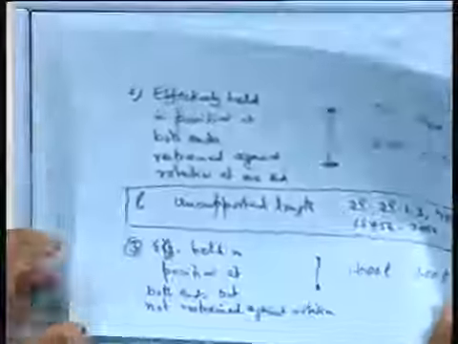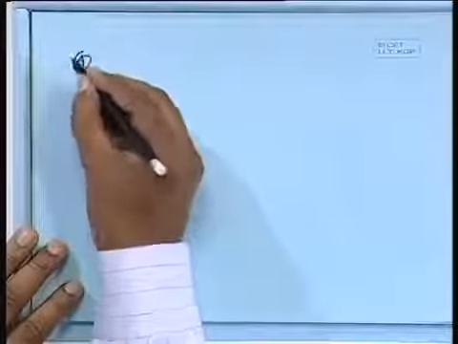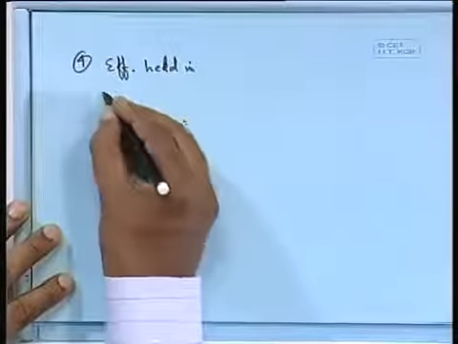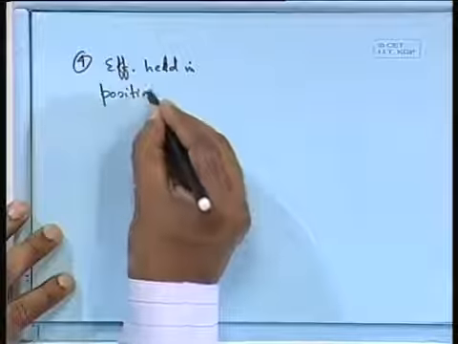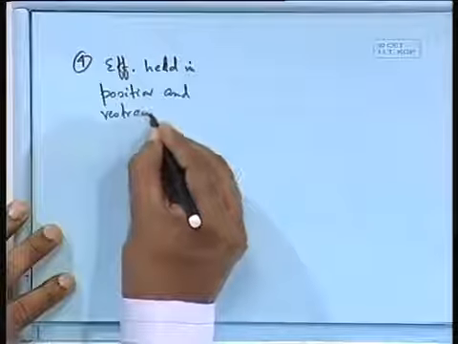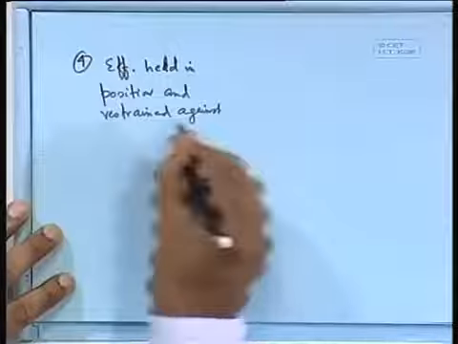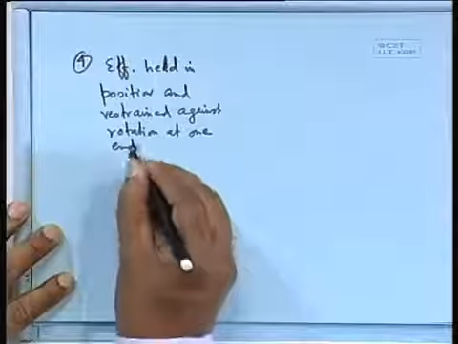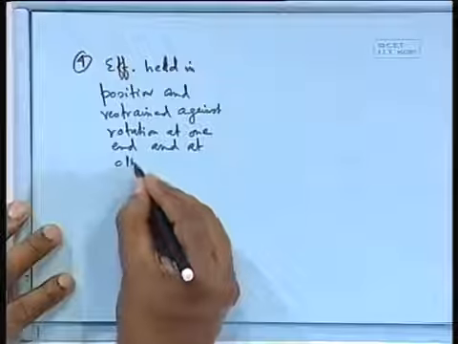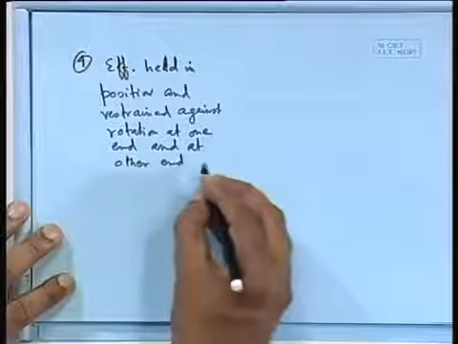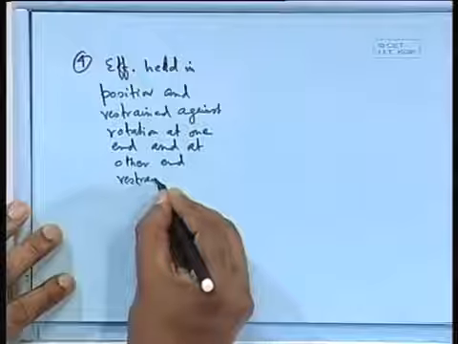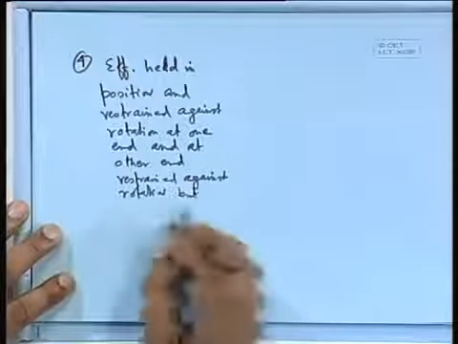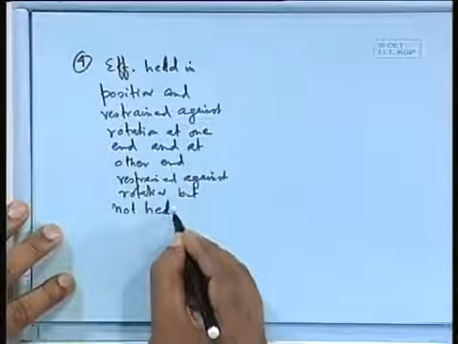We have a few more cases. Number 4: effectively held in position and restrained against rotation at one end, and at the other end restrained against rotation but not held in position.